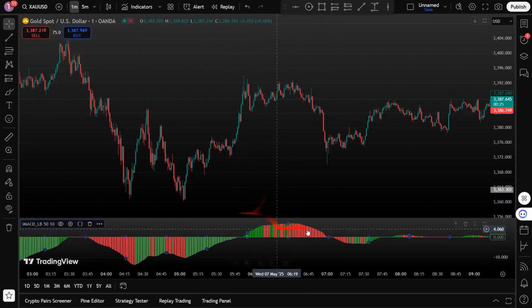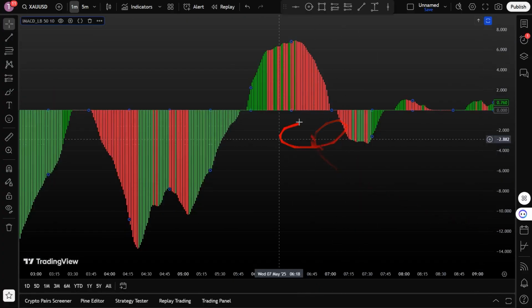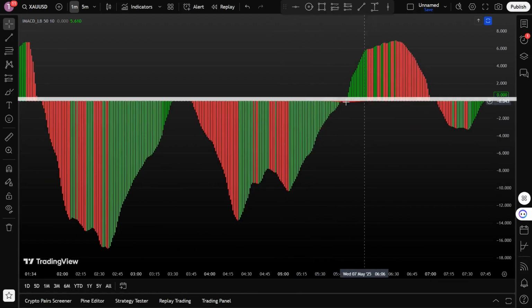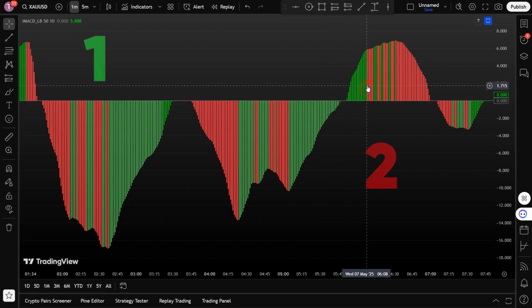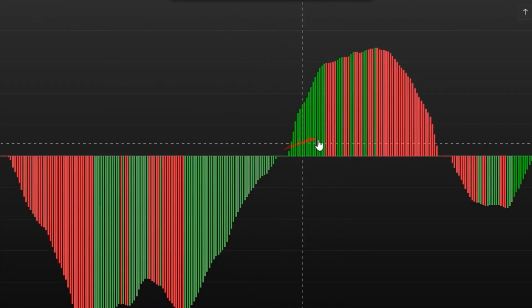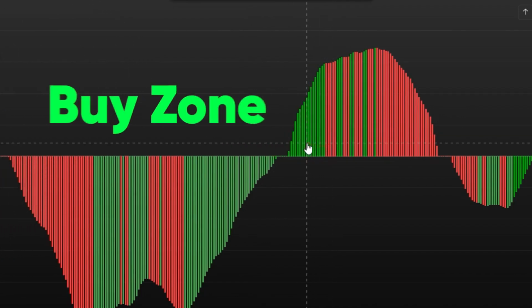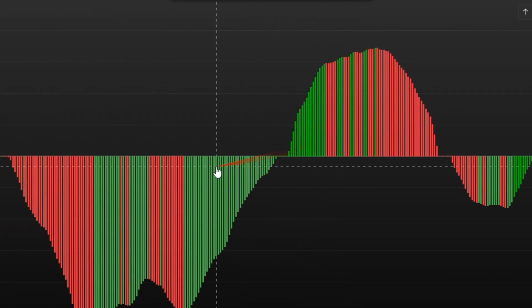This indicator has been added at the bottom of the chart and needs some explanation. The middle line in this indicator divides it into 2 areas. When the columns are above this area, we consider the trend to be bullish and regard this area as a buy zone, looking for signals to enter buy trades at these points.